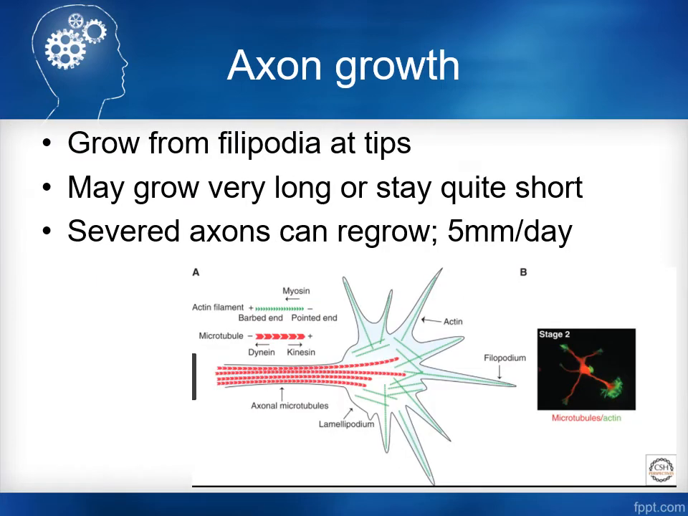So how even do those axons grow? We know that the chemical stimuli get them to grow in a particular direction, but how do they even grow? So we have what are called filopodia. They're like tiny little pseudopods, like feet.